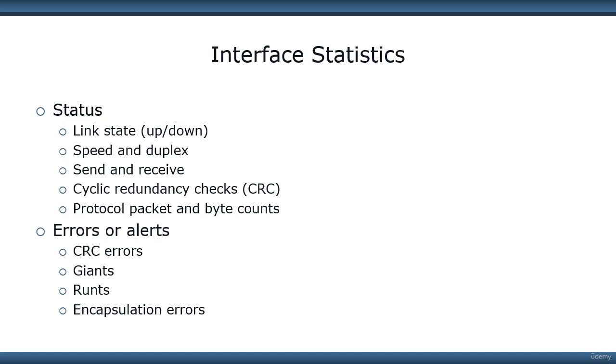Giants and runts. Runts are very small packets that do not reach the limit. There's an error there. A giant is usually in an application that needs a higher MTU, maximum transmission unit. So the name is probably obvious there. They're both errors. Encapsulation errors would be something we would often see in terms of VPNs, where we are encapsulating one type of traffic into another.